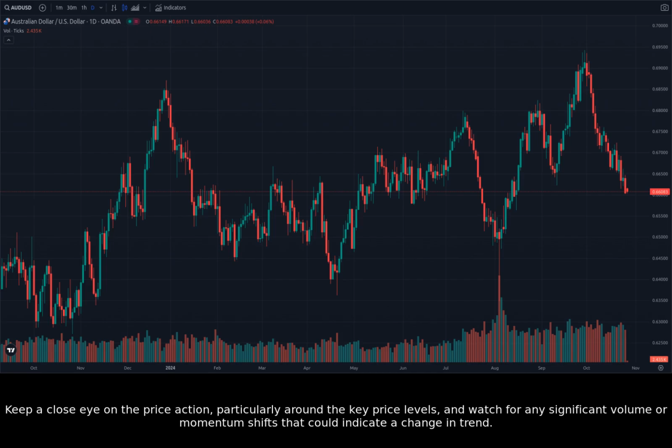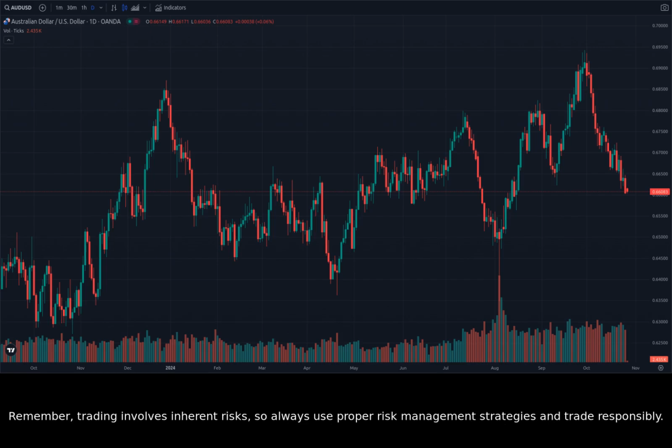Keep a close eye on the price action, particularly around the key price levels, and watch for any significant volume or momentum shifts that could indicate a change in trend. Remember, trading involves inherent risks, so always use proper risk management strategies and trade responsibly.